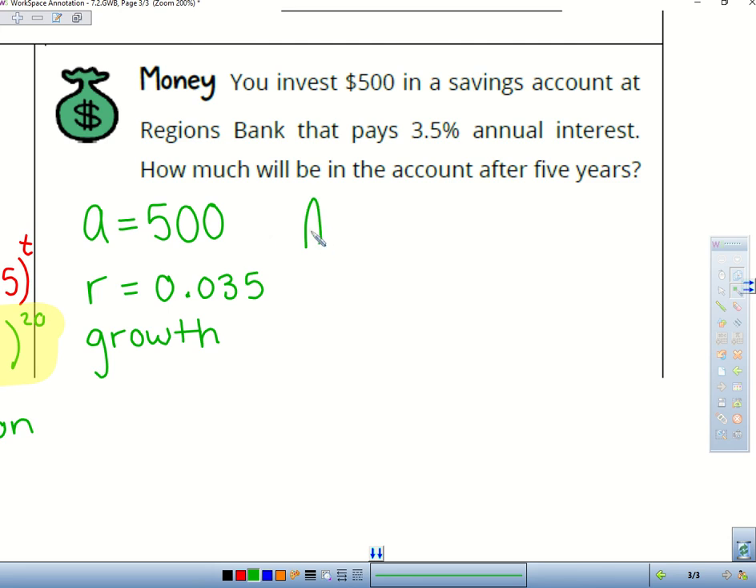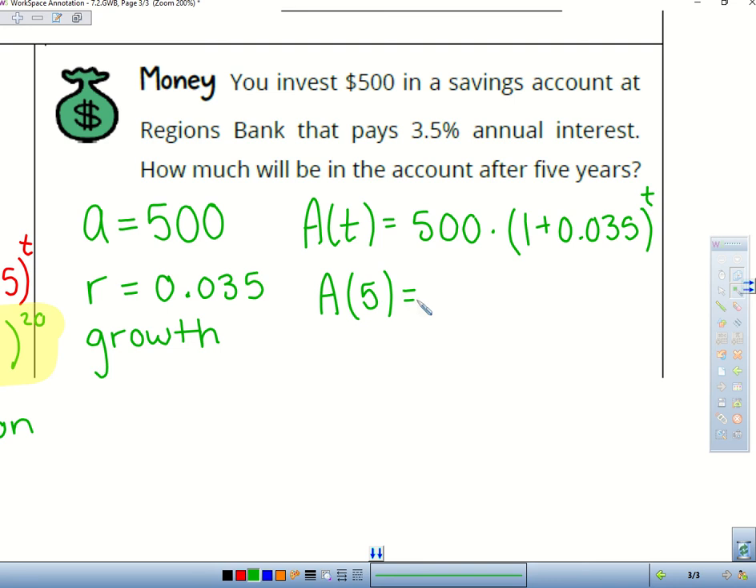So that's going to be A of t is equal to the initial amount times, is it going to be 1 plus or 1 minus? To the power of t. And then what are we going to be plugging in for t? Good.